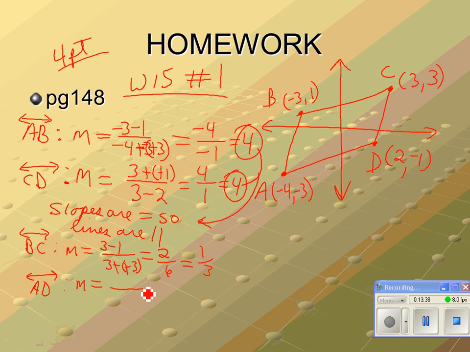Next one for A and D. Brighton, what's the y coordinates for A and D? -1 minus -3. X coordinates. Nick, what's the x coordinates for A and D? 2 and -4. That's wrong.